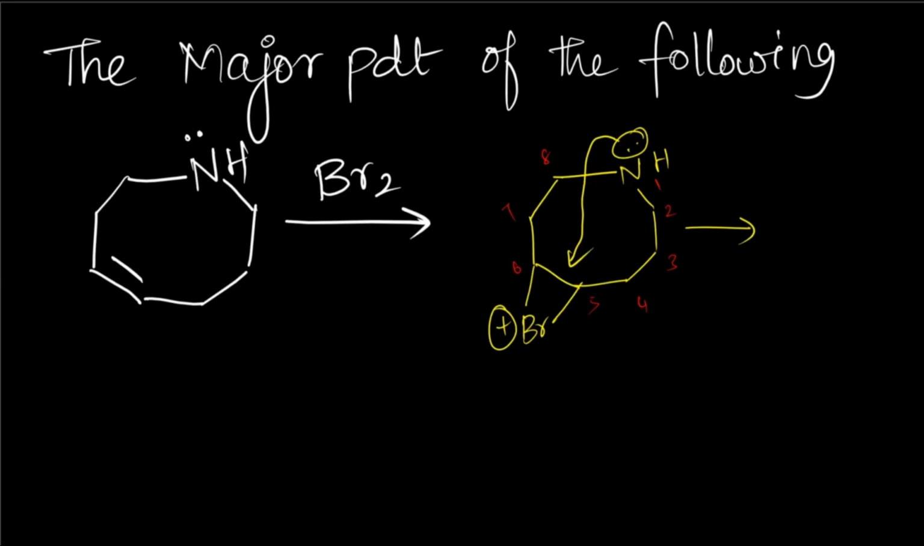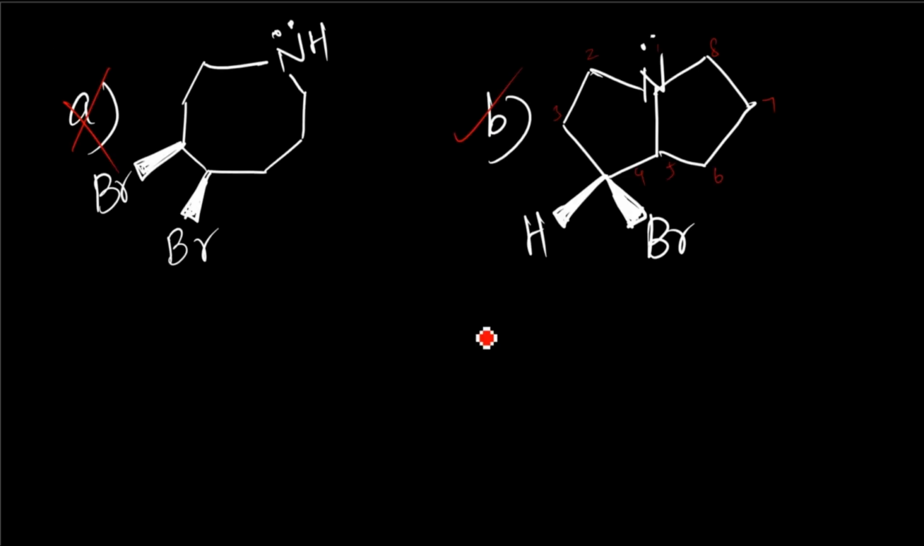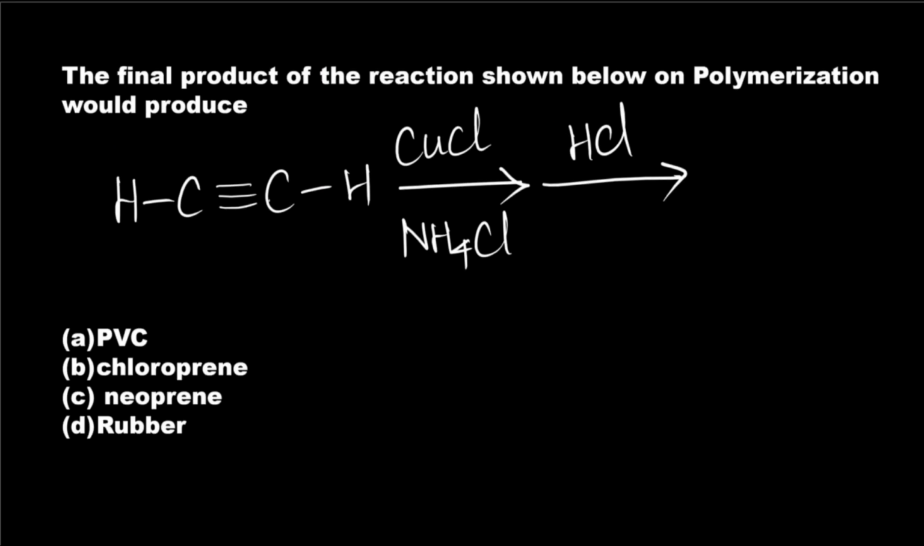If you know that you will do the stabilization part by splitting this ring, you can take option B as the answer. So this is what happens over here. The ring will get split up and then the hydrogen will get added over there. That's it. Okay, moving on to the next question.